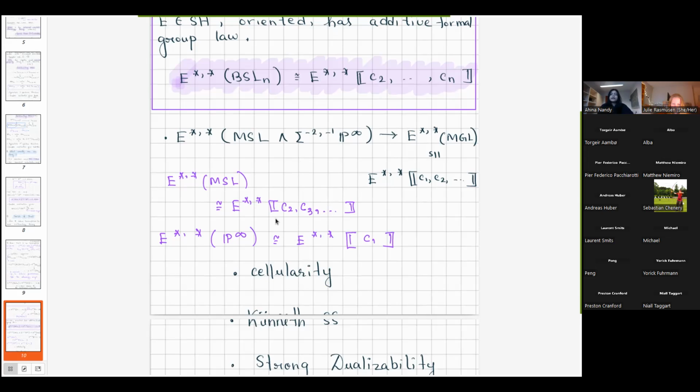Now, in A1 homotopy theory, it's a little bit more complicated. What happens is that in the classical stable homotopy category, there is a single compact generator, which is just the sphere spectrum. In the stable A1 homotopy category, there are infinitely many compact generators, but we can look at the triangulated subcategory generated by the motivic sphere spectrum, which is closed under colimits and extensions.